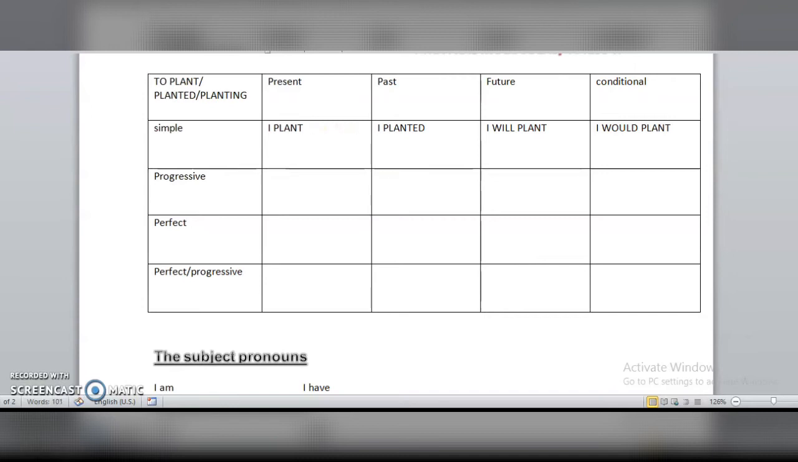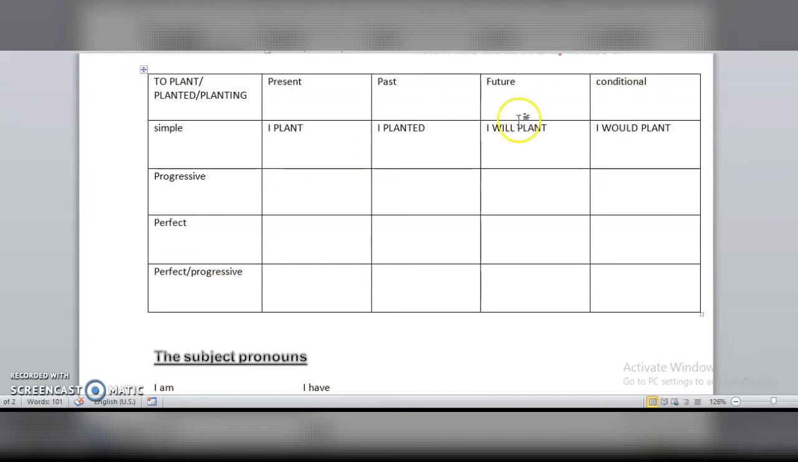Right. So let's move on. So I get I planted, I will plant. Future: I get the subject plus the auxiliary will plus the base form. The conditional: I get the subject pronoun, the auxiliary of the conditional is would, and I add the base form. Clearly. Good, let's go. I'm going very fast, because I'm supposed to get 15 minutes on my video.